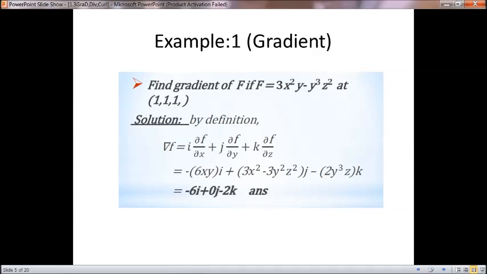So with del f, we got the vector component. Here we were given a scalar, but we got a vector component. This is the gradient function.